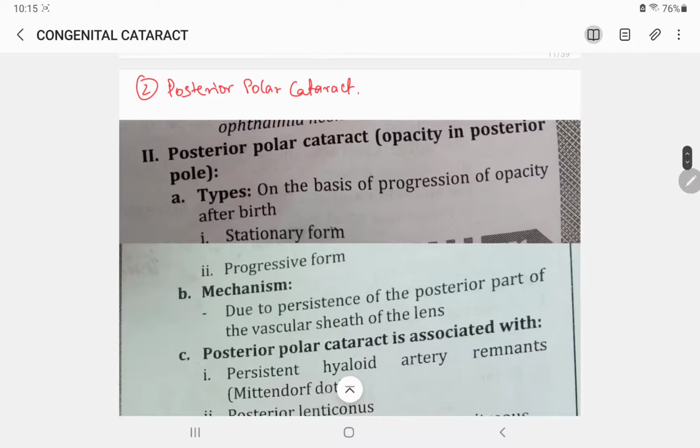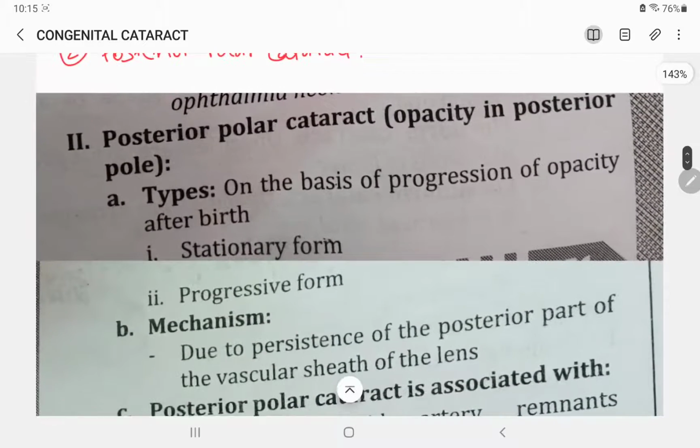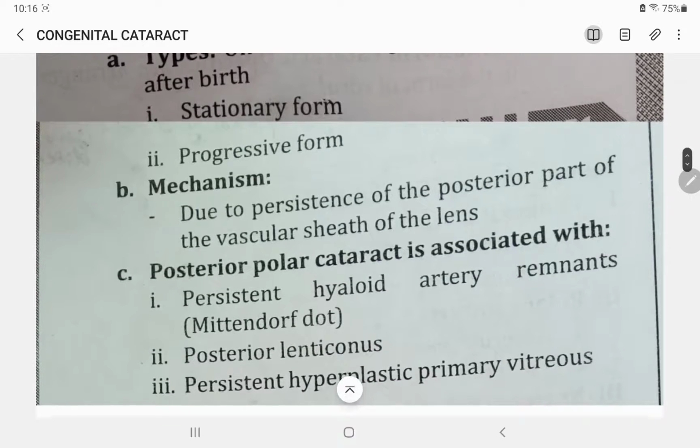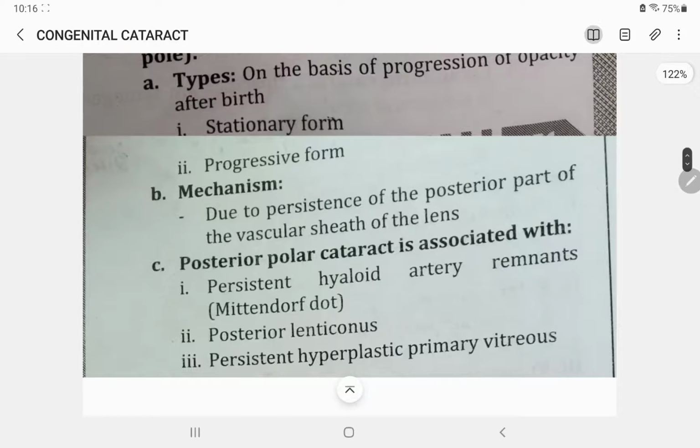Now let's go to the posterior polar cataract, that is the opacity in the posterior pole. There are two types of posterior polar cataract: either stationary or progressive. It means it doesn't move or it progresses. Its name has it, everything is in the name. So please use your mind also, it's a very simple thing. Don't think this cataract is a very hard topic, because it's not.